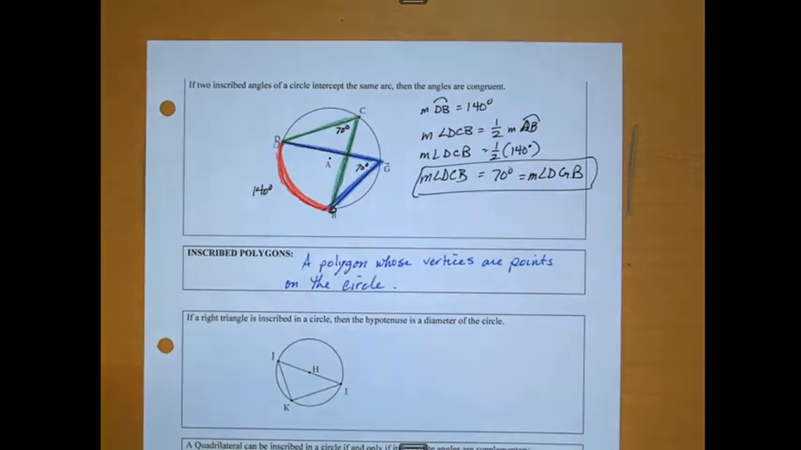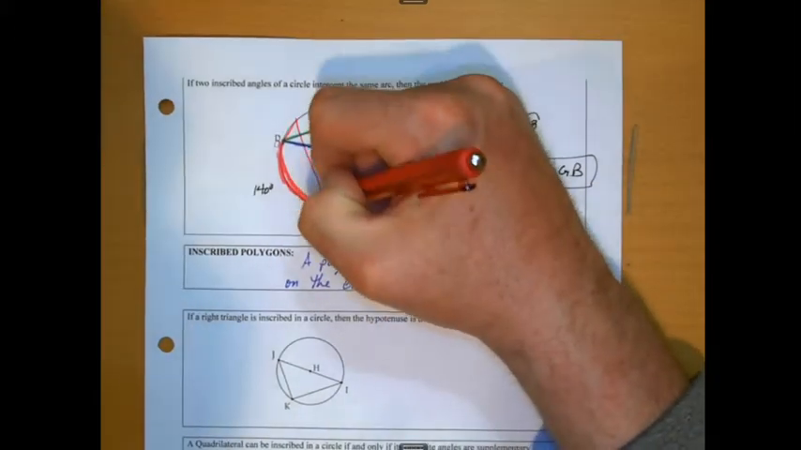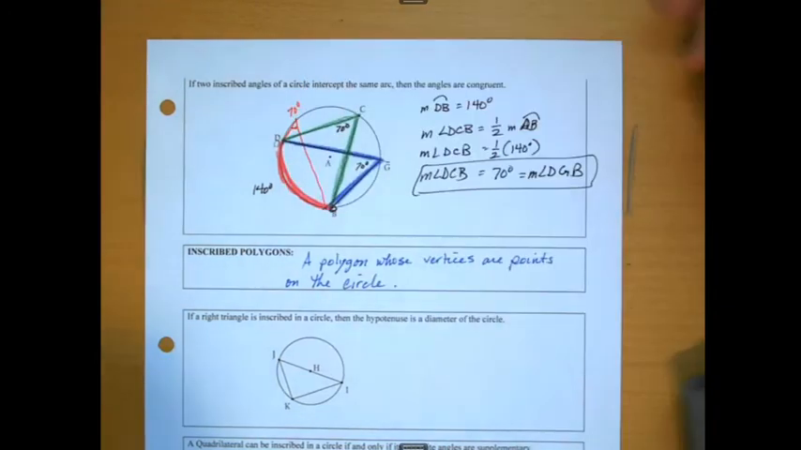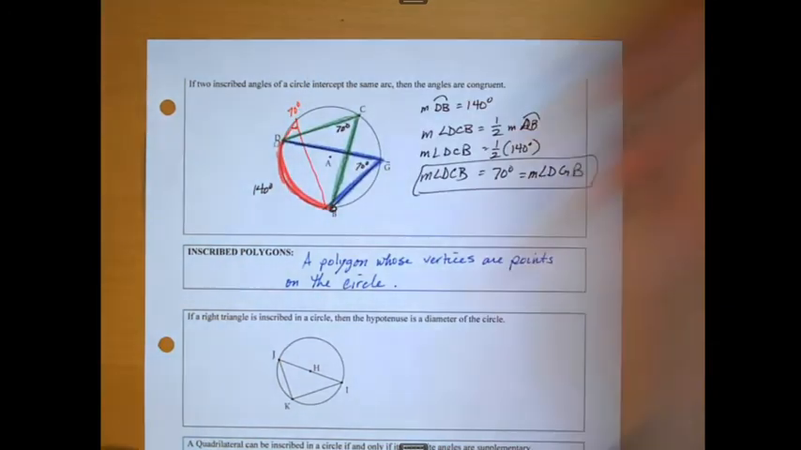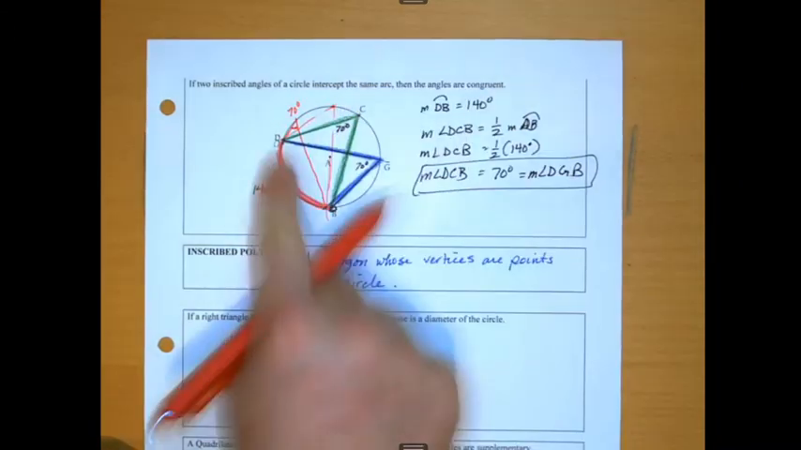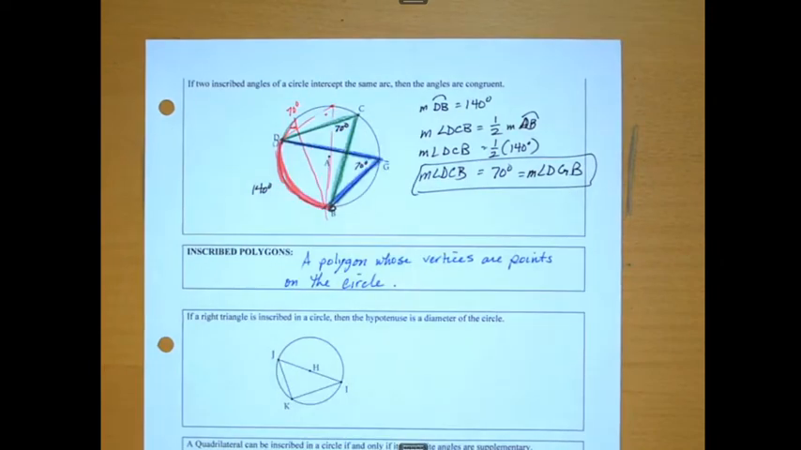No matter where I put that vertex on the circle. If I wanted to have an angle way over here, and it hits that arc, that angle is 70 degrees as well. Okay, so if I put my vertex here and I connect it here, that is going to be 70 degrees right at that vertex. Okay?